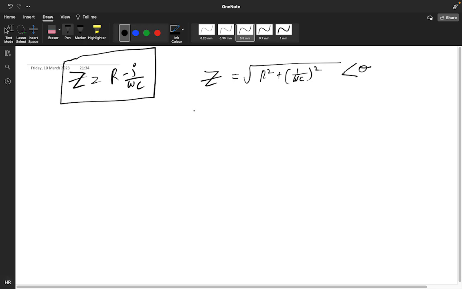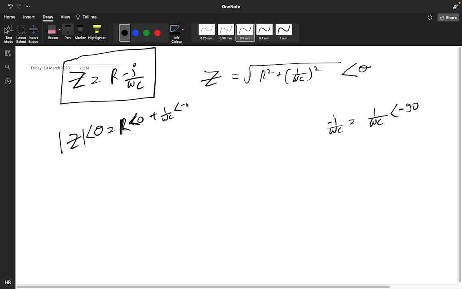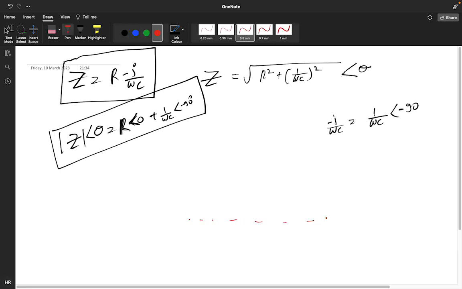Okay. For right now, we can write like this: suppose Z mod value at an angle theta. What is R? R is nothing but R at an angle 0 degree. And what is minus j by omega C, meaning mod value will be 1 by omega C at an angle minus 90 degree. You understood this one? So we have a reference. Reference is 0. So if you want to draw the R, where will be R?